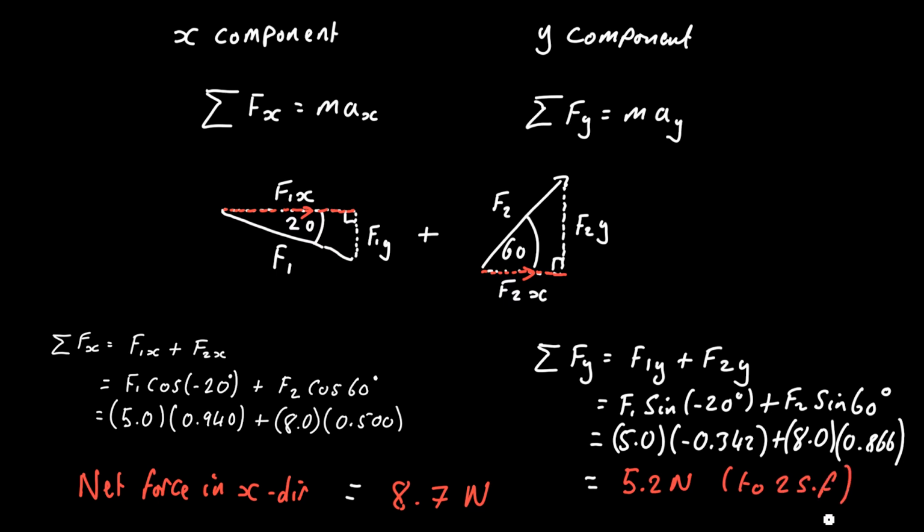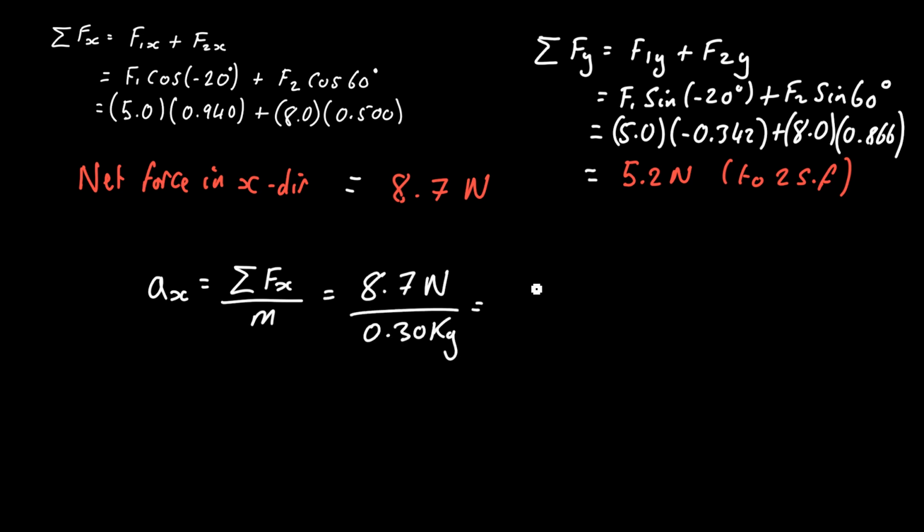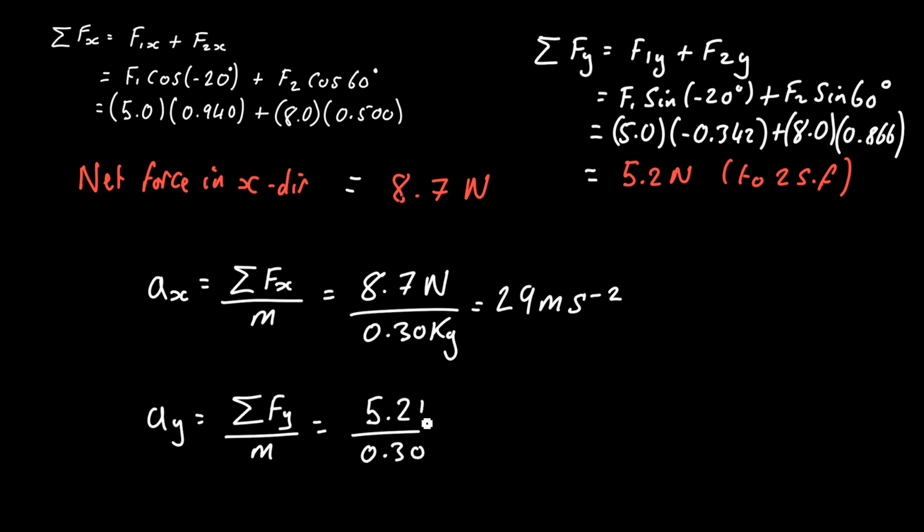With these x and y net force components, we can rearrange Newton's second law and find the puck's x and y acceleration. So the acceleration in the x direction is equal to the net force in the x direction divided by the puck's mass. And we get a value of 29 meters per second squared. And in the y direction, the acceleration is equal to the sum of the net force in the y direction divided by the puck's mass. And we get 17 meters per second squared to two significant figures.